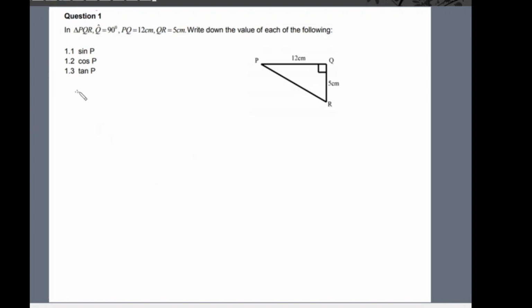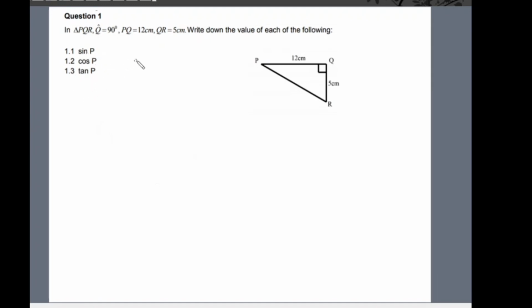Before we start with today's lesson, let's discuss a challenge question that is in the group. Right? So here we have a question where they say, in triangle PQR, angle Q is 90 degrees, PQ is 12 centimeters, QR is 5 centimeters. Then write down the value of each of the following. So they want us to write down the values for these trigonometric ratios, right?